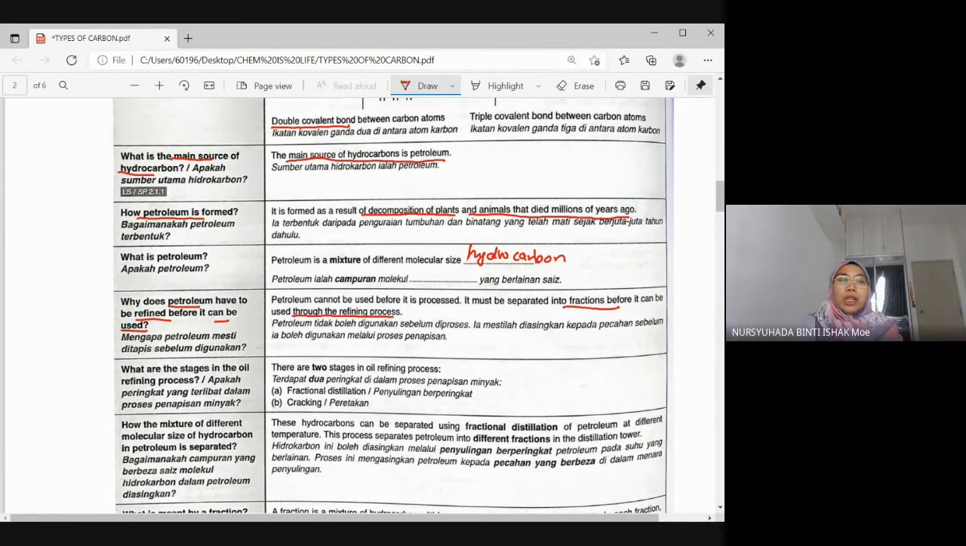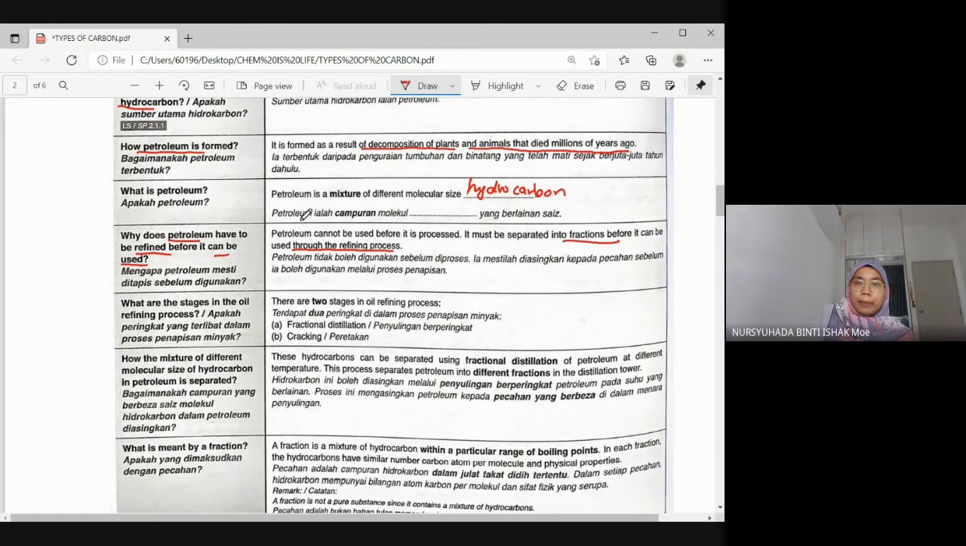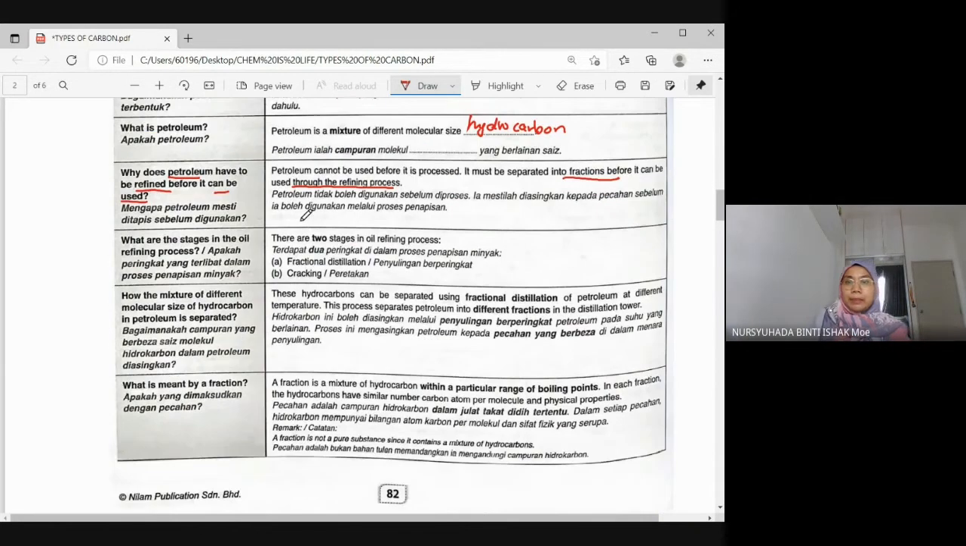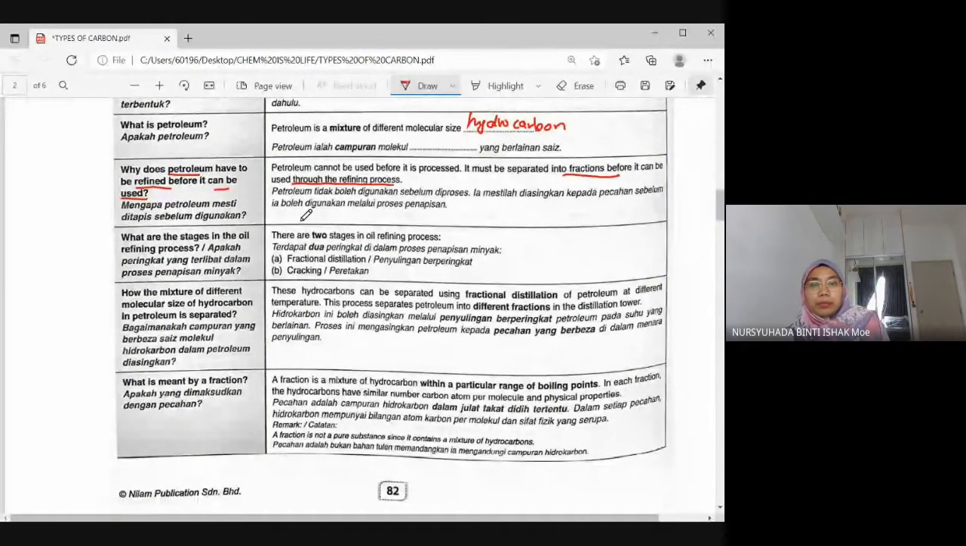Masa kamu lower form kamu dah belajar ke fractional distillation? Masa form 3 atau form 2 tak salah cikgu, dah belajar ke fractional distillation of petroleum? Pernah tengok tak bagaimana proses tu berlaku? Okay, now kita ada a few stages in the oil refining process. First, kita ada fractional distillation, and second we have cracking.